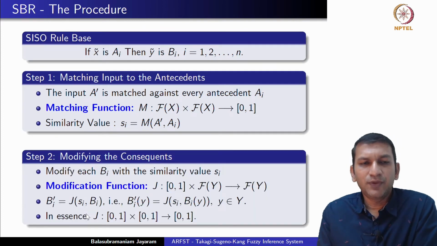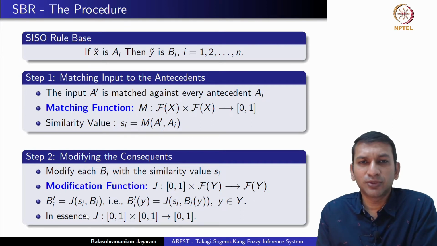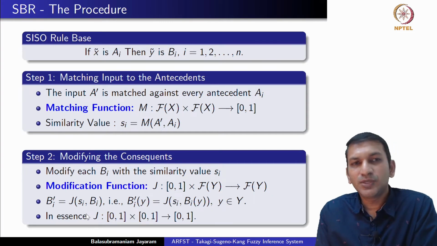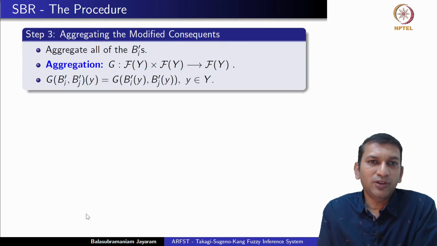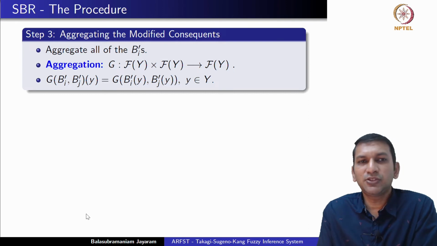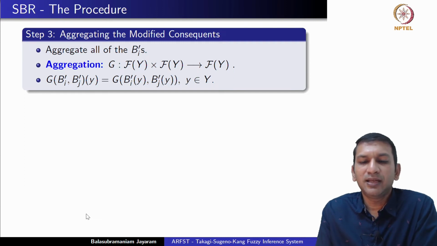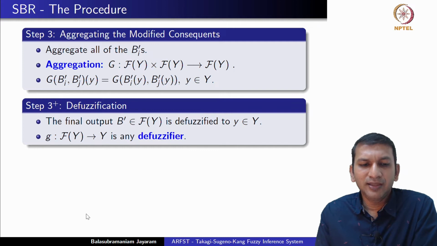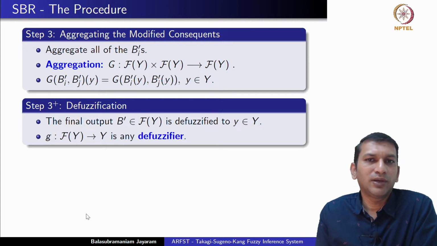In the second step, we use the similarity value to modify the consequence of each of the rules. So given Si and Bi, we modify the consequent to a Bi dash, which is again a fuzzy set on y. Now, we obtain such a modified consequence Bi dash for each of these i's, and in the third step, we aggregate all of them to a single B dash. In the final step, if required, we defuzzify it. That means map this B dash, which is a fuzzy set on y, to some value in the domain of the set y.